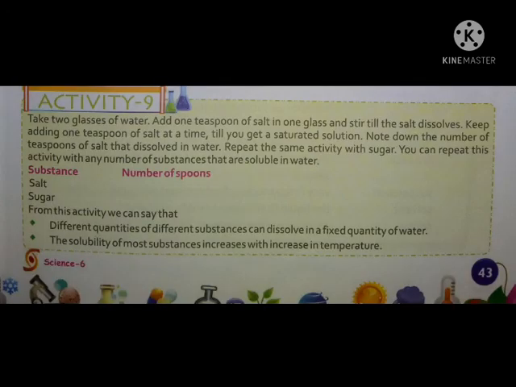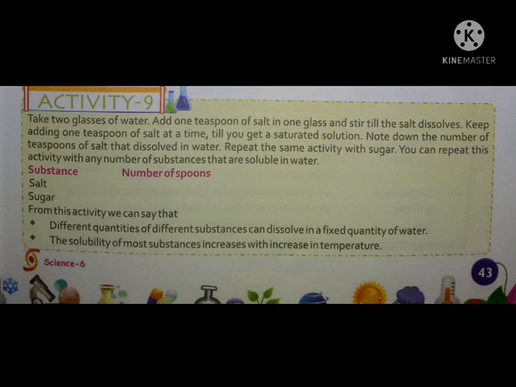See activity 9. Take 2 glasses of water. Add 1 teaspoon of salt in 1 glass and stir till the salt dissolves. Keep adding 1 teaspoon of salt at a time till you get a saturated solution. So saturated solution means you have to mix the maximum amount of solute that can be dissolved. Note down the number of teaspoons of salt that dissolved in water. Repeat the same activity with sugar. You can repeat this activity with any number of substances that are soluble in water.